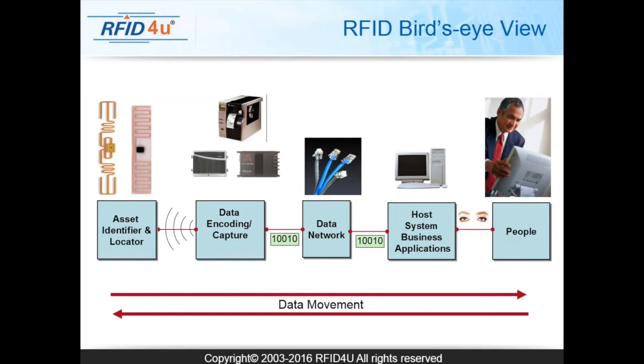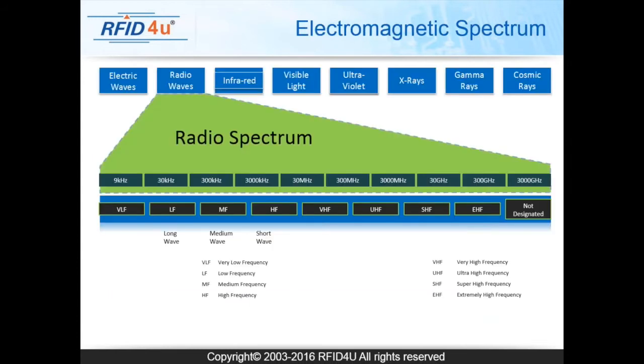The key point here is that RFID includes the asset identifier and the data encoding and the data capture. From that point on, the data is passed through standard IT networks and environments. So RFID focuses on the asset identifier and locator and the data encoding capture technologies.